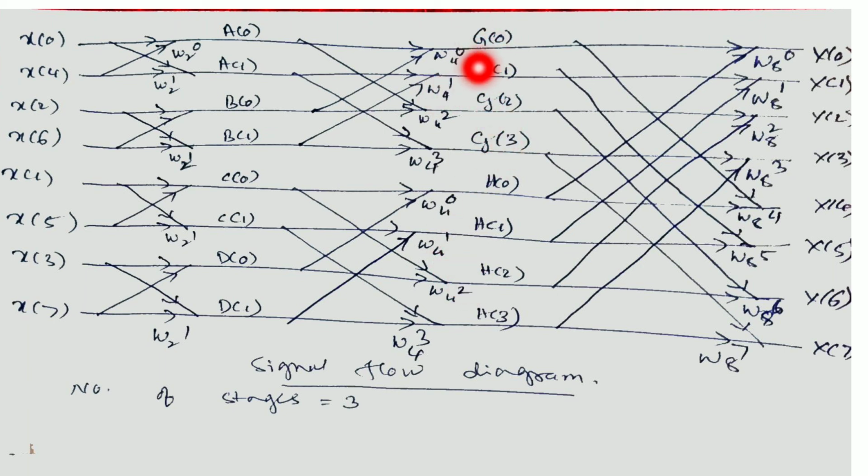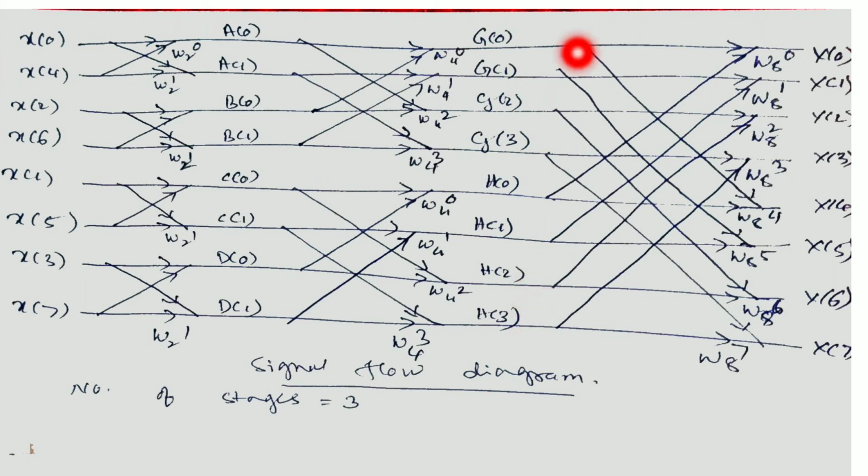So G of 0 is equal to A of 0 plus B of 0 into W4 power 0. Similarly, G of 1 is equal to A of 1 plus B of 1 into W4 power 0. So in this way, we are able to get the values of G of 2, G of 3, as well as H of 0, H of 1, H of 2, and H of 3.